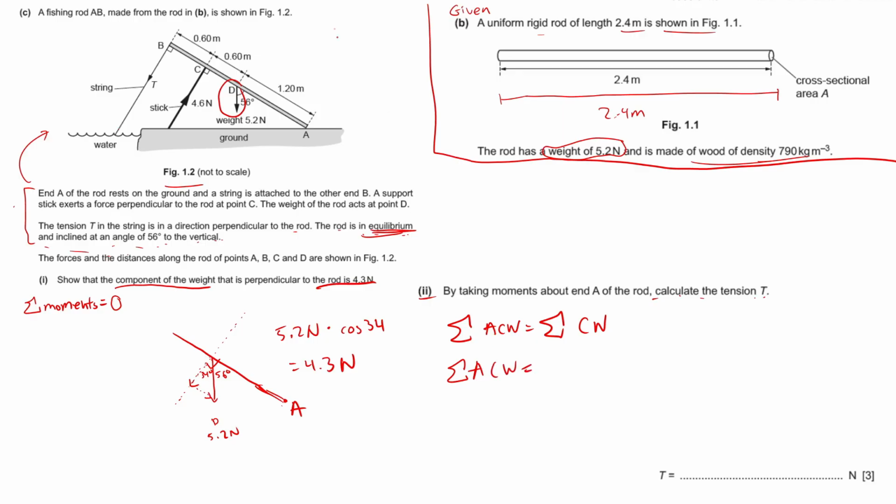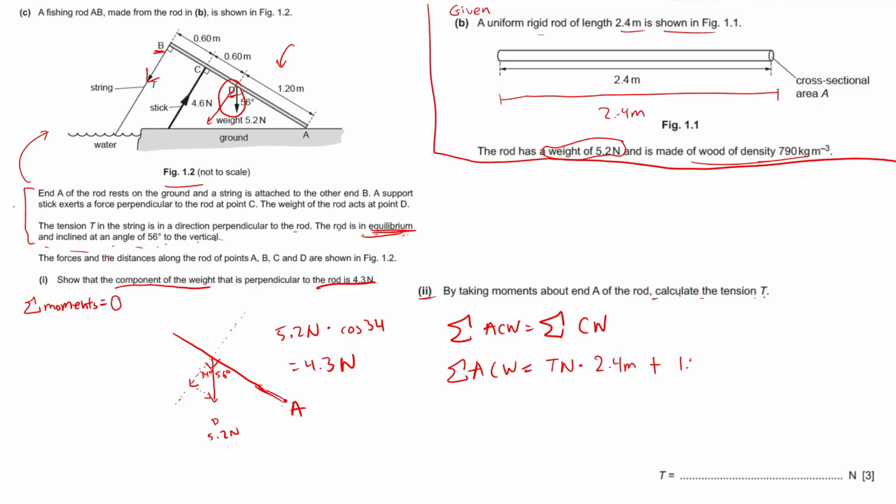So the anti-clockwise moments, it's just going to be going towards the water, right? So the forces that are going anti-clockwise in this case are going to be the string as well as the weight. The string in this case is going to be T. We're going to put it as a variable T because we don't know it. We're going to solve for it.